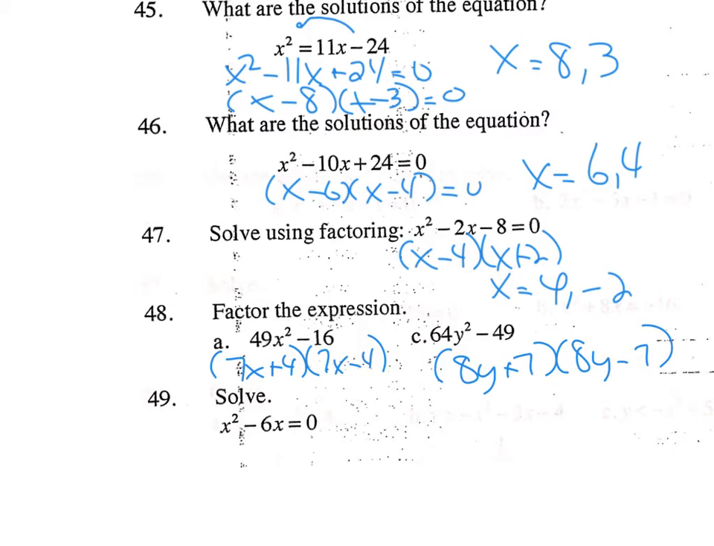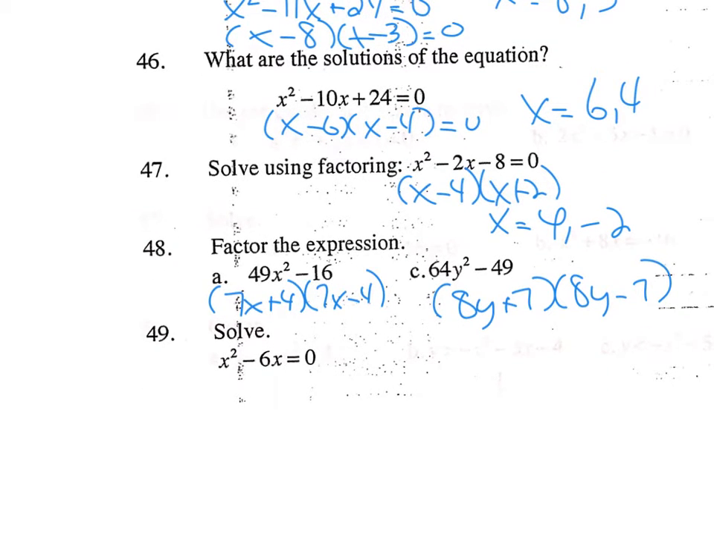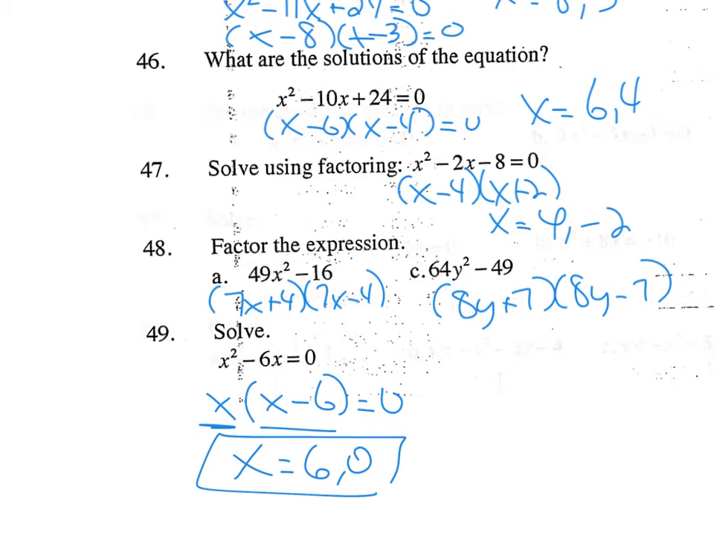49 says solve. Every time you start to solve something by factoring or factor anything, you should always take out the GCF first. That's the first thing, the greatest common factor. So take out the x. That leaves an x minus 6. So the two answers to that: what would make the parentheses 0 is 6. What would make that factor 0? 0 would. So your two answers are 6 and 0.